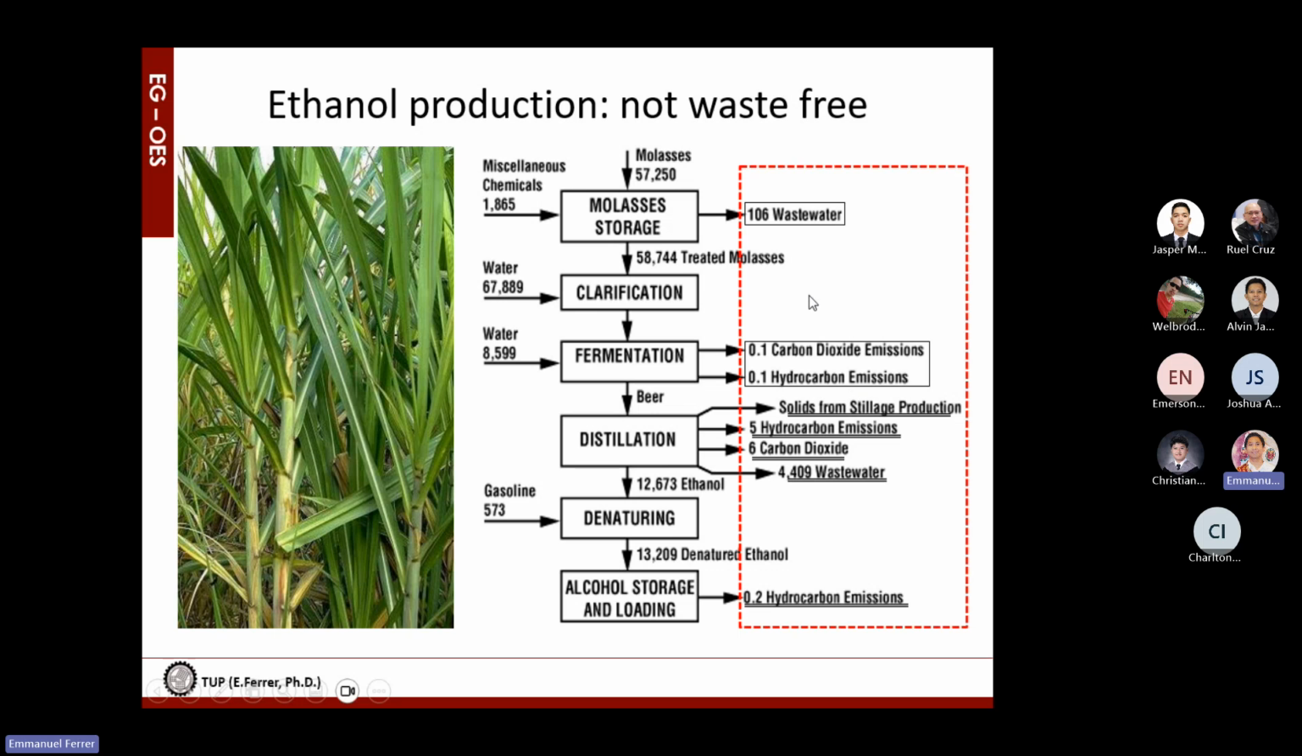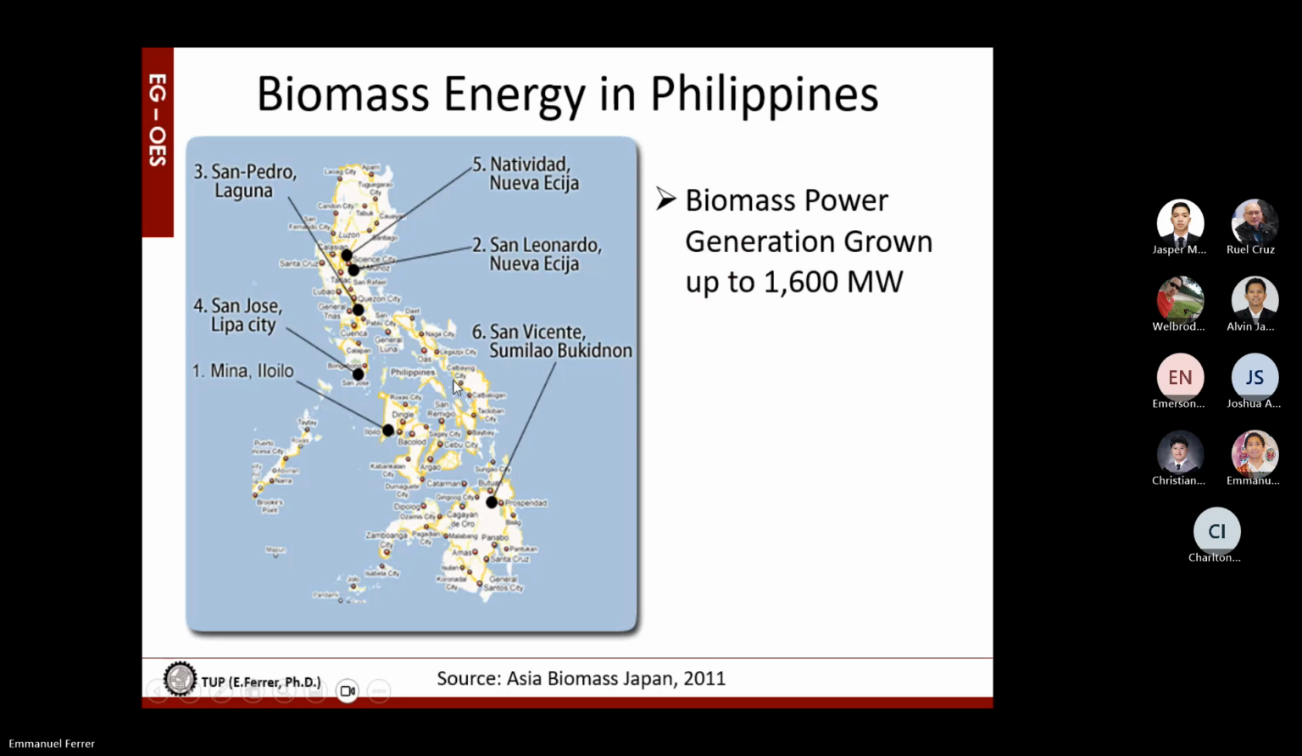So the products and byproducts that come out. Biomass energy, we have a status here. Biomass generation has grown up to 1.6 gigawatts in the Philippines. So these are some of the biomass power generation in the Philippines. Of course, this is close to farms, no? So we have one there in Iloilo. We have one there in Bukidnon.